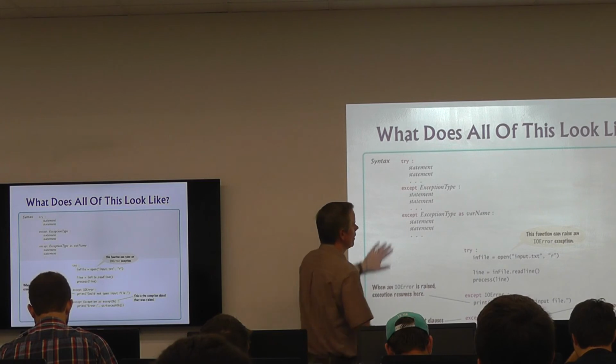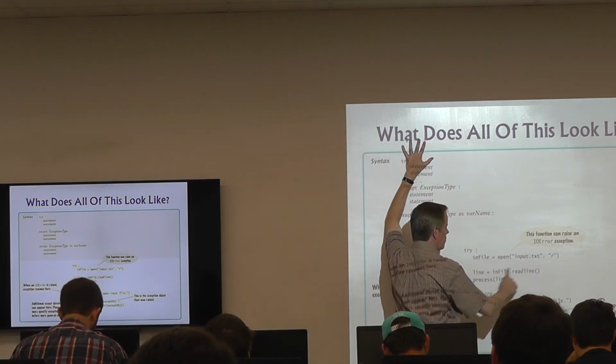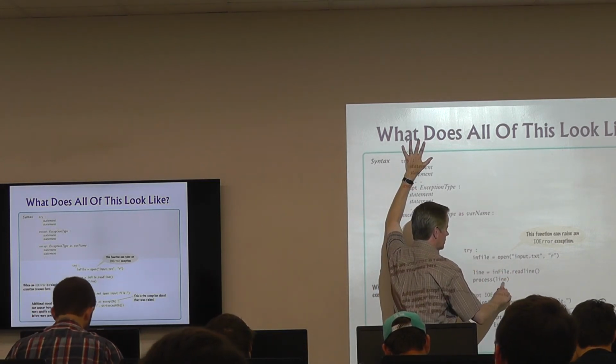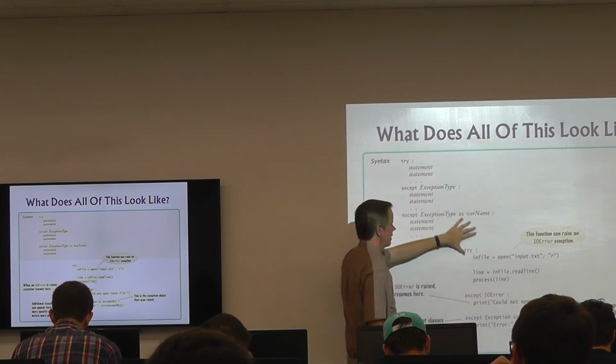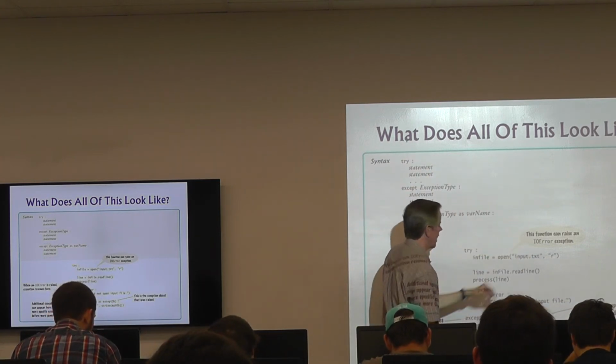So here's a good example. Try: infile equals open, for line in infile, read line, and process line. So really just three lines of text here. We know that we can crash out almost on any of these, okay?